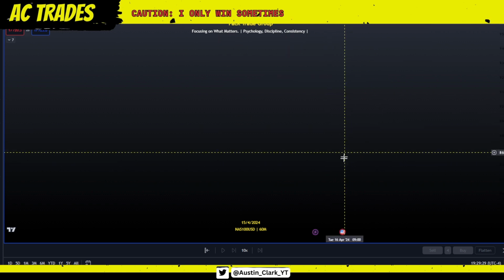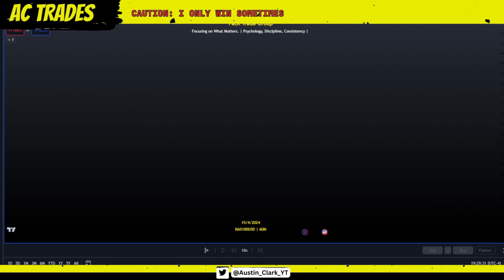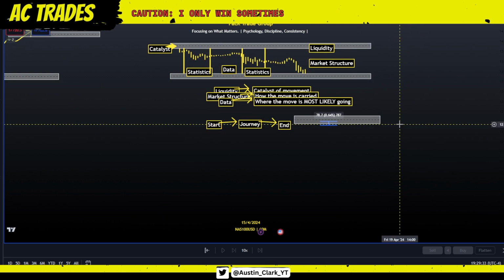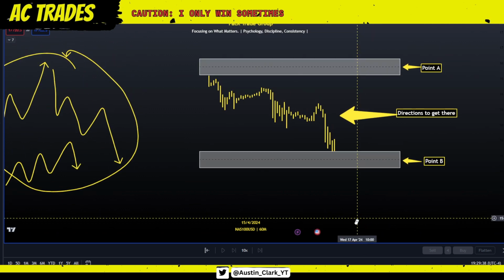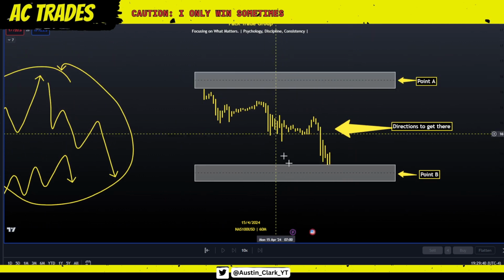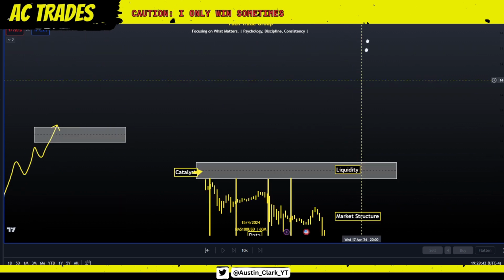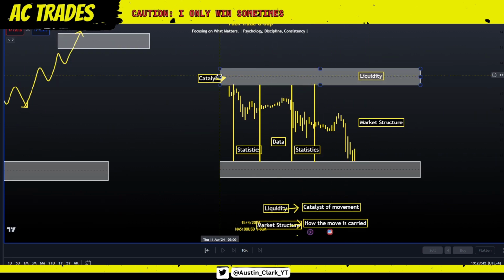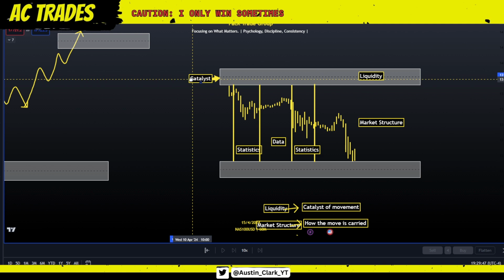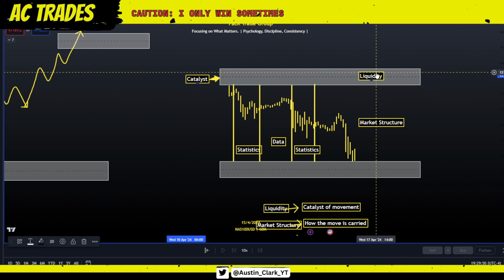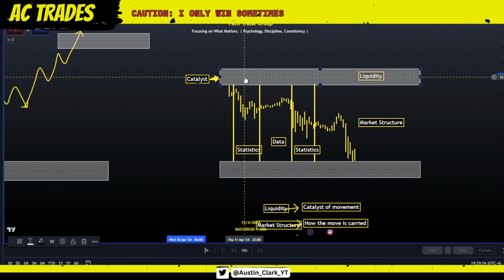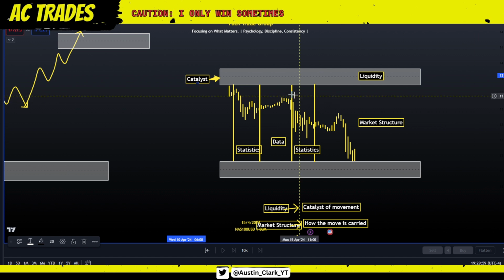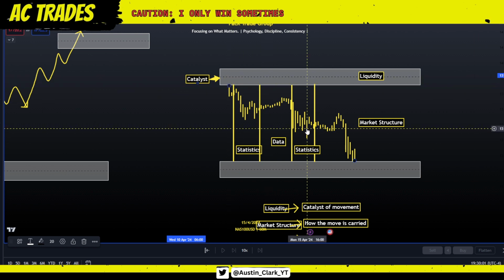Which leads me to this little point right here. Where's my drawing? Right here. So this drawing represents the structure, right? Point A, point B, and how to get there. Now we take point A and we put a name to it. This is the liquidity, the liquidity footprints. That's the catalyst. That is what started to have price move in a certain area. This is what caused price to have the motivation to move.